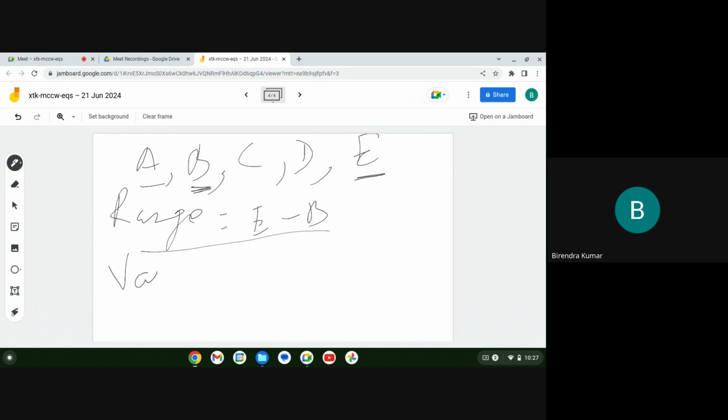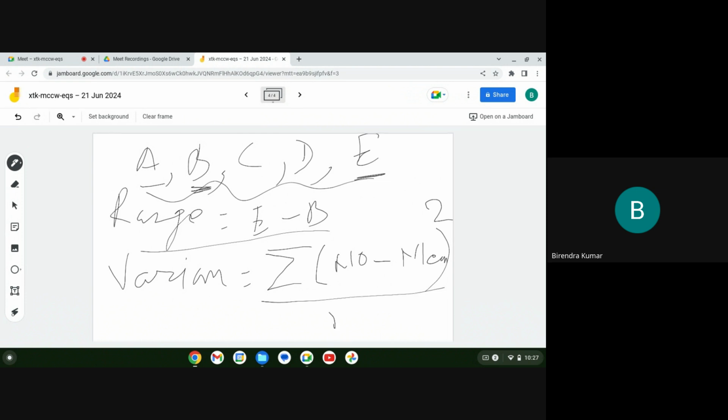And then comes the variance. Variance is nothing but, I'm just writing the formula, the sum of square of every number minus the mean, divided by the number of numbers. If I have 5 numbers, I'll put 5. And once you find out the variance, standard deviation is nothing but the square root of variance. Okay. So this is all about standard deviation. That's what we have learned so far.